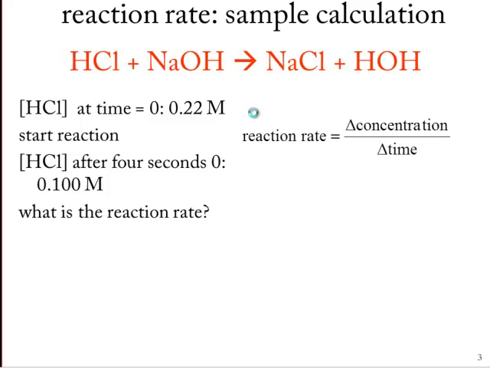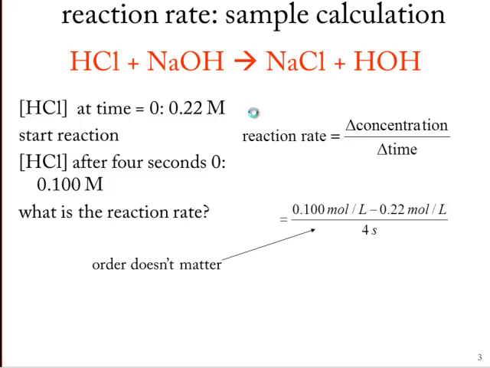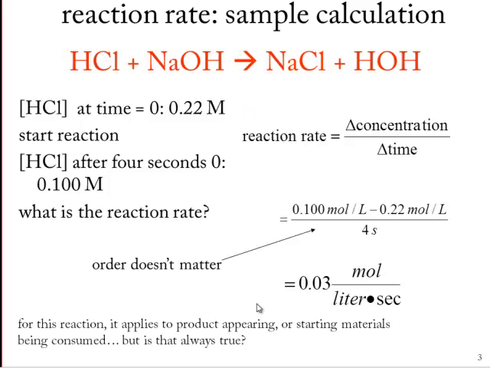Anyhow, we know that it's simply the change in concentration, in this case of hydrochloric acid, over time, and let's see, if it went from 0.22 to 0.1, it sounds like the change is 0.12. The time is obviously 4 seconds. 0.12 over 4 is 0.03. And look at the funny units that come out. Mole per liter per second.